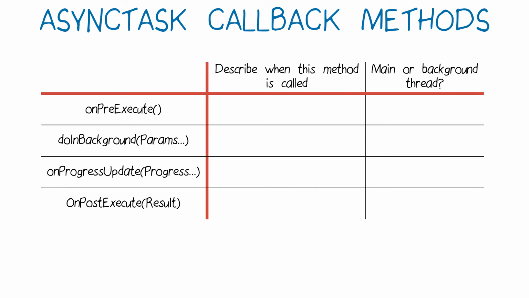Now in this quiz, I want you to fill in this table about the most common callback methods in AsyncTask. Describe what each method is called in your own words, then indicate whether the method is run on the main thread or on a background thread. You can check the link below the quiz if you need help.